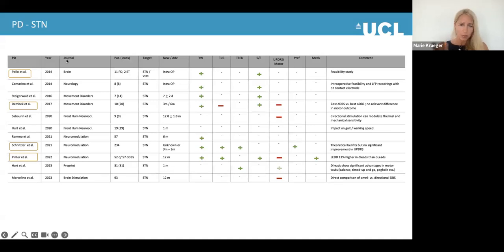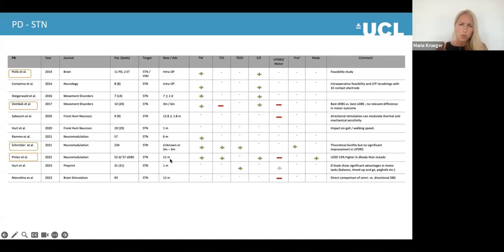This is just a table and I'll walk you through it. And I want to go further into detail in these 4 papers. The early ones, 2014, were just intraoperative studies, like feasibility studies, or they had very short follow-up times. After that, we had a few studies that had a follow-up time, also very short, 3, maximum 6 months. And in fact, there's only one paper that has a longer follow-up time, which is 12 months.